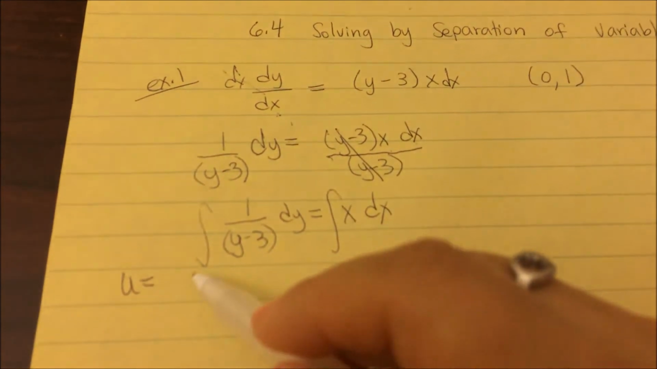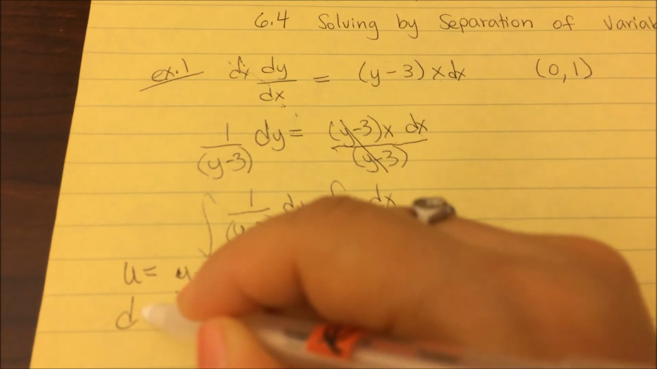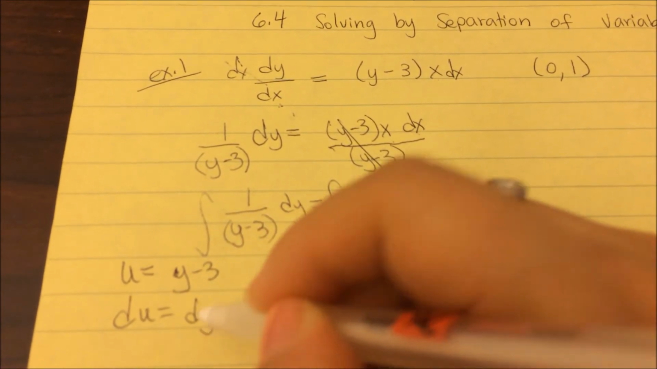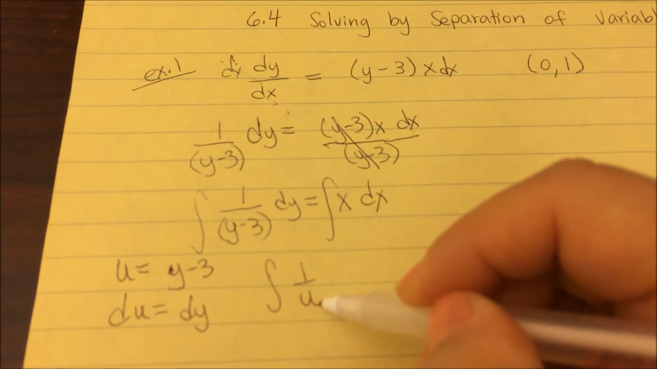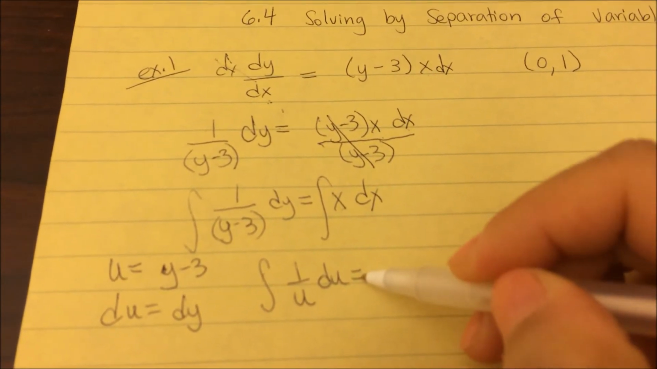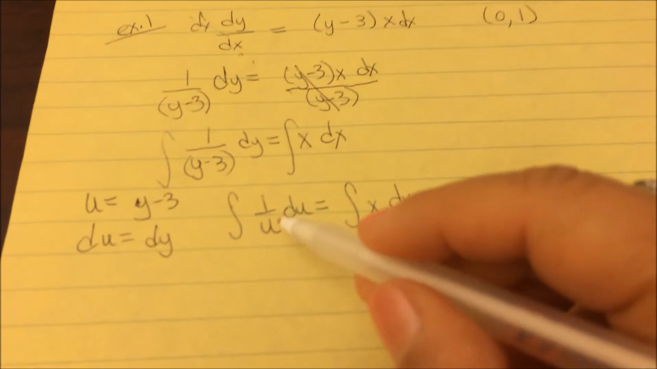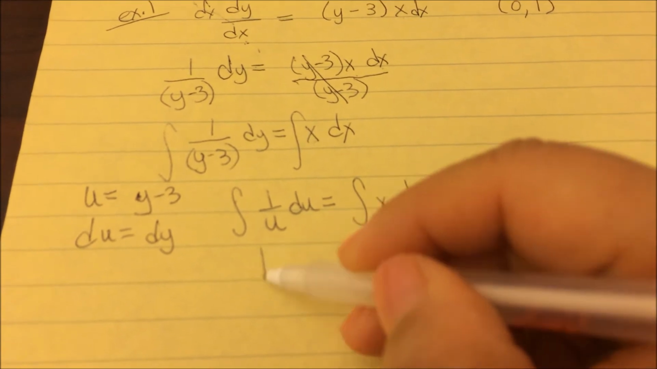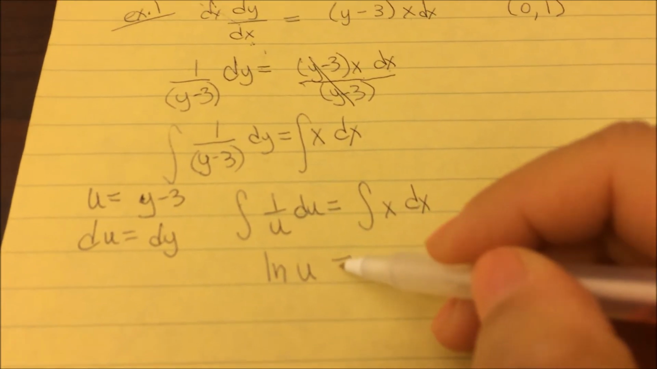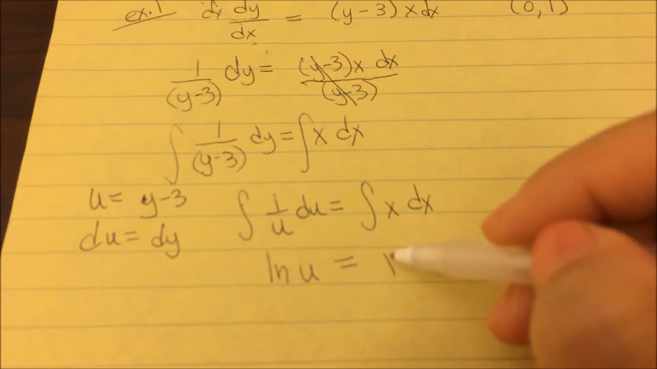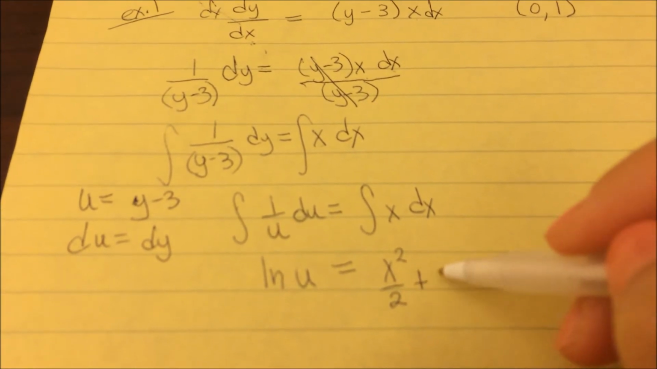So I have u equal to y minus 3. du is equal to just dy. So then we have the integration of 1 over u du is equal to the integration of x dx. The integration of 1 over u we know is going to be the ln of u, is equal to, and on this side is a simple integration, so it'll be x squared over 2. And then we're going to put plus c right here.